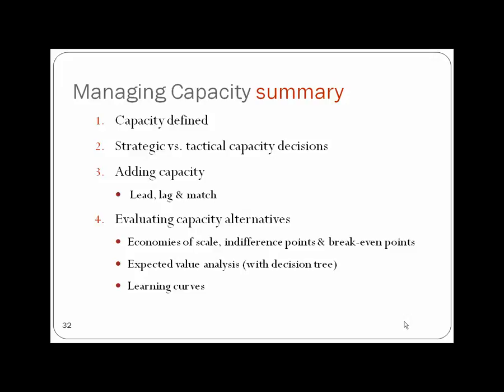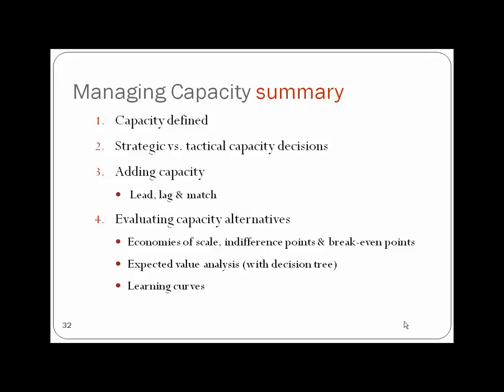We then talked about different capacity strategies. Do we want to lead? Do we want to lag? Do we want to try to match demand? There are pros and cons of the different ones, and again, when we get to the Genentech case, you can start thinking about that. Do we want to lead capacity or not? If you're Southwest Airlines, do you want to lead or do you want to lag?